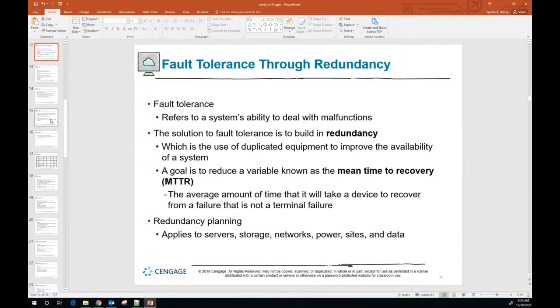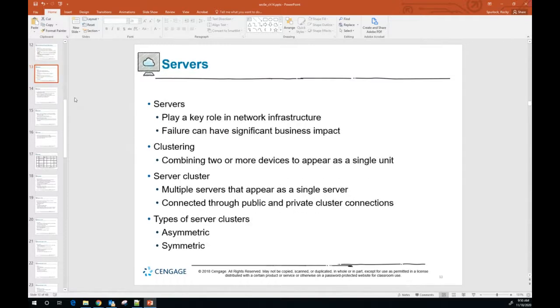When we're looking at redundancy planning, it's how can we build backups into our system? And this is going to apply to servers, storage, network, power, sites, and data. Servers are going to play a key role in network infrastructure, and when we do have a failure of these, they can have a significant business impact. A couple ways we can get around this is clustering, which is where we combine 2 or more devices to appear as a single unit. We can also do this with servers and have a server cluster, where multiple servers appear as a single server, and they're connected through public and private cluster connections.